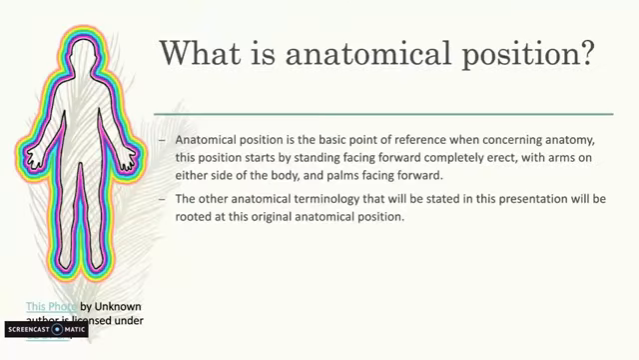First, what is anatomical position? Anatomical position is the basic point of reference when concerning anatomy. This position starts by standing and facing forward, completely erect, with arms on either side of the body and palms facing forward.